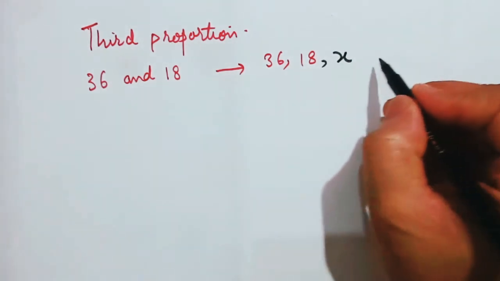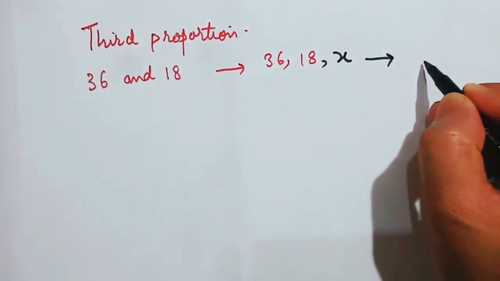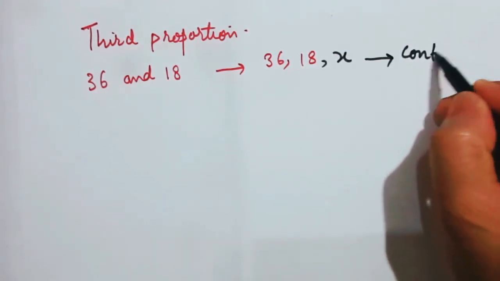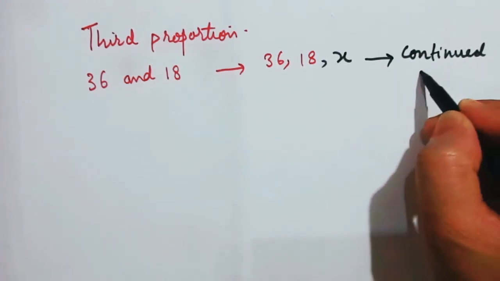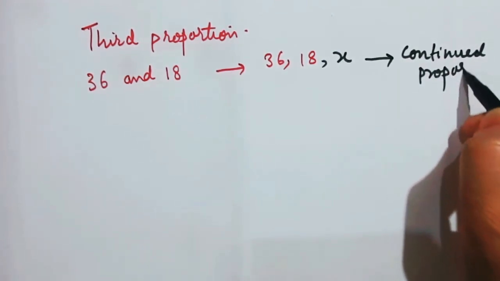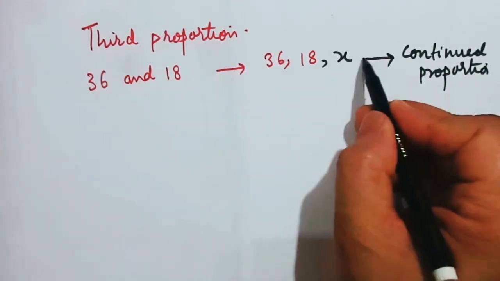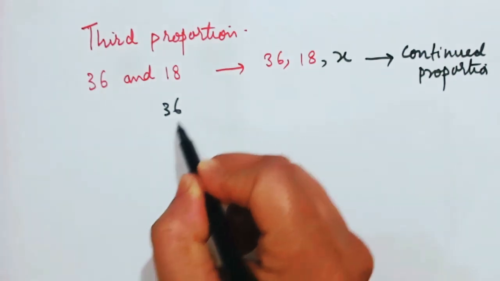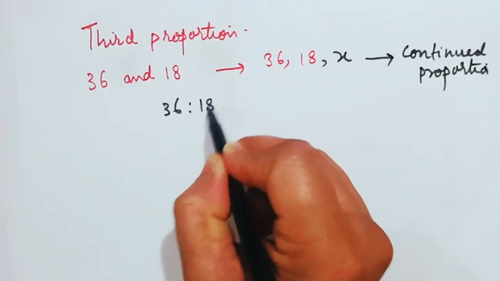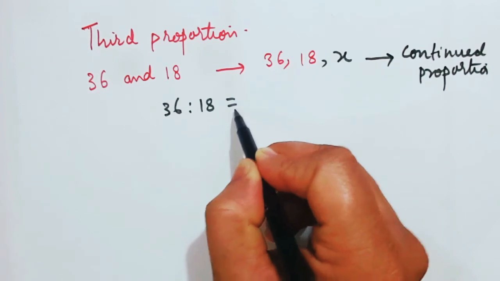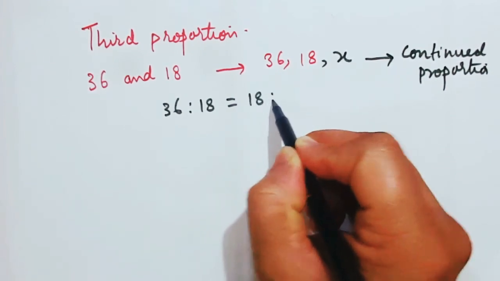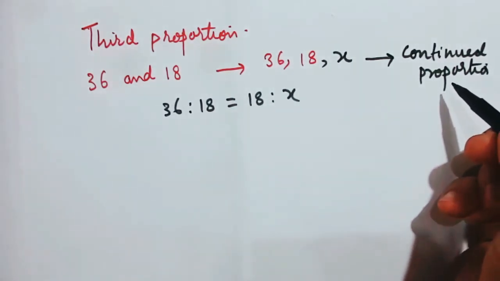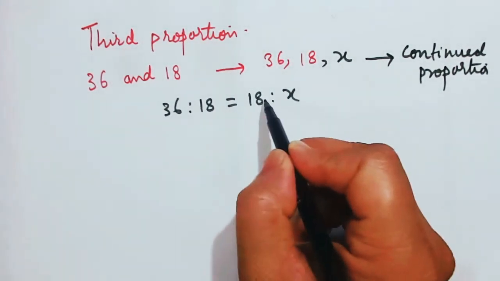After this, what will you do? You will convert it into continued proportion, that we learnt right now. If these three numbers are in continued proportion, then the ratio of 36 and 18 should be equal to 18 is to x. They are in continued proportion, so naturally 36 is to 18 should be equal to 18 is to x.